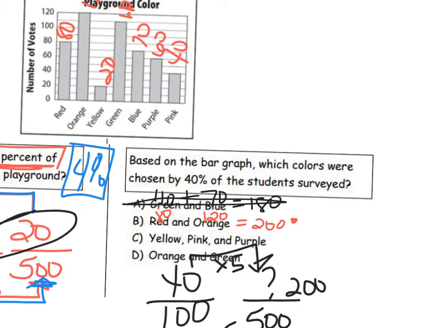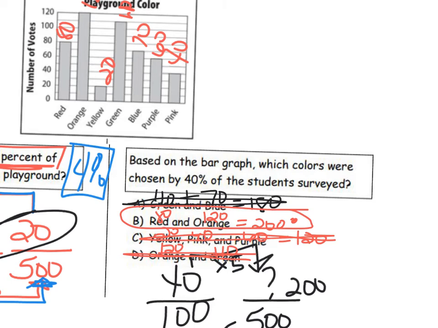Yellow is 20, pink is 40, and purple is 60. So 60 plus 60 is 120, so we know that's not right. And orange is 120? And green is 110. That's way too much, isn't it? Okay, so that means my answer is letter B.